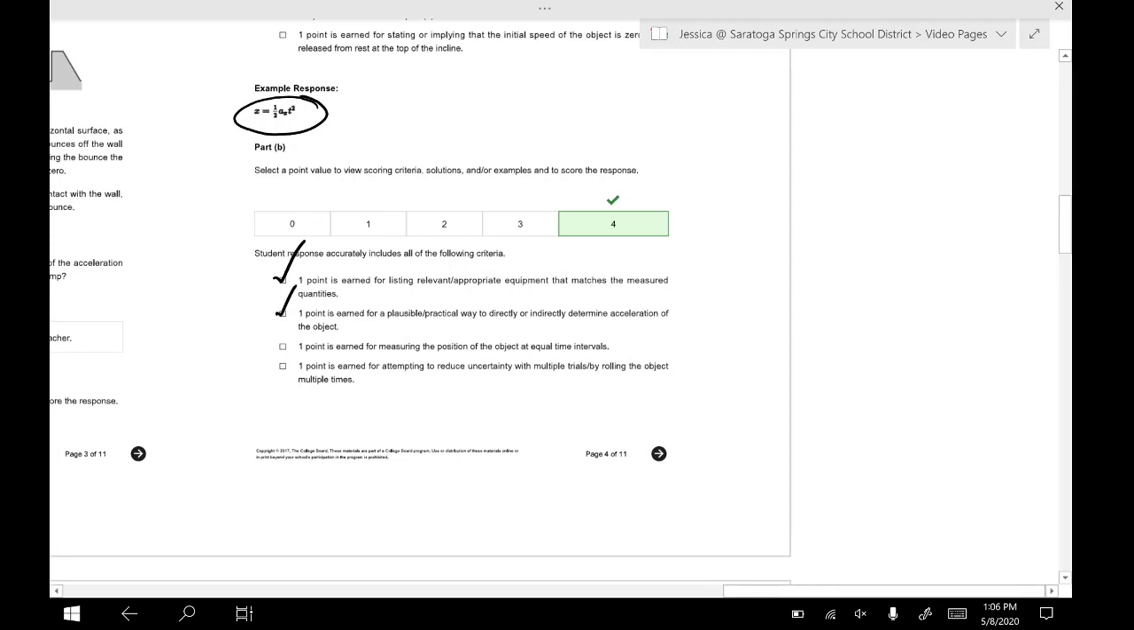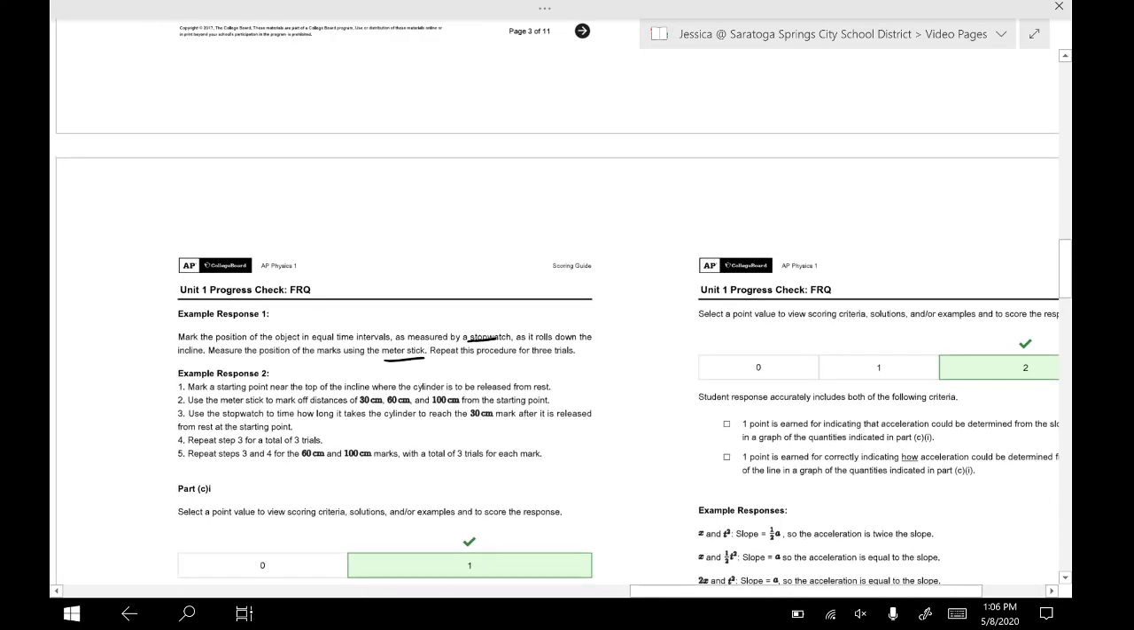Measuring the position of the object at equal time intervals. So I'm measuring the time for different positions. So I think that this, even though I did it differently, I feel like I would still get a point for that. I would give you guys a point if you had said this. But they're saying mark off distances.